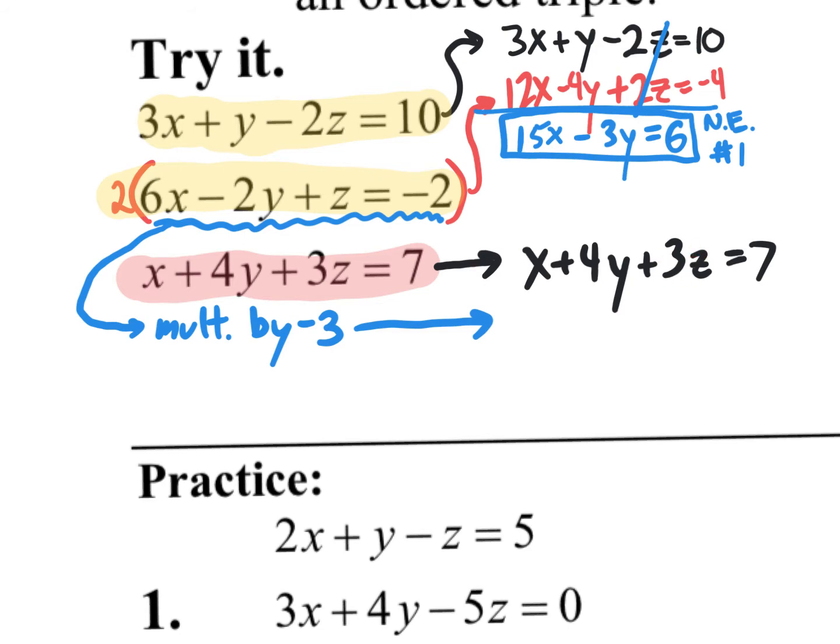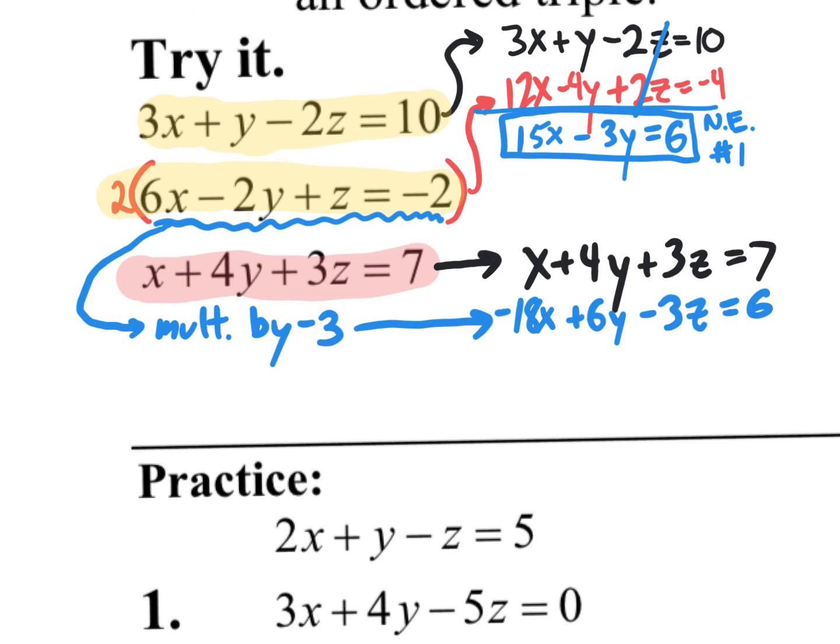So when I say 6x times negative 3, what will I get? Negative 18. And of course, we're talking about x's. When I say negative 2y times negative 3, what will I get? Positive 6, and we're talking about y's. When I say positive 1z times negative 3, negative 3z. When I say negative 2 multiplied by negative 3, what do I get? Positive 6. Are you with me? Okay. So again, the whole purpose of modifying that second one was to get the same variable z to cancel.